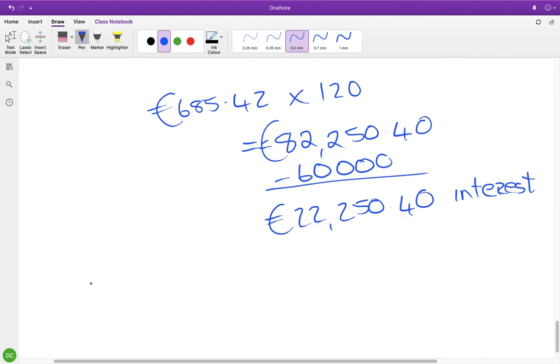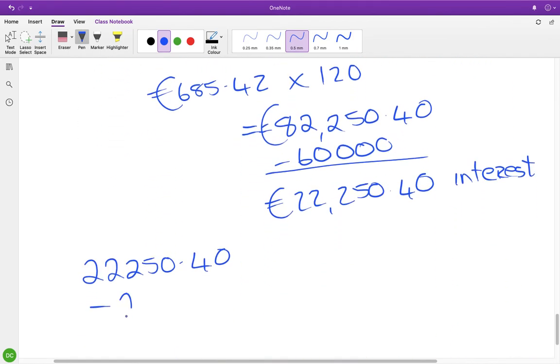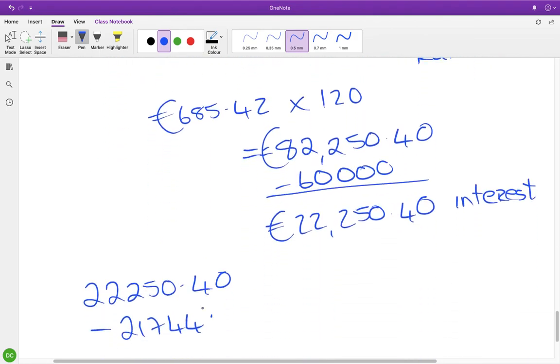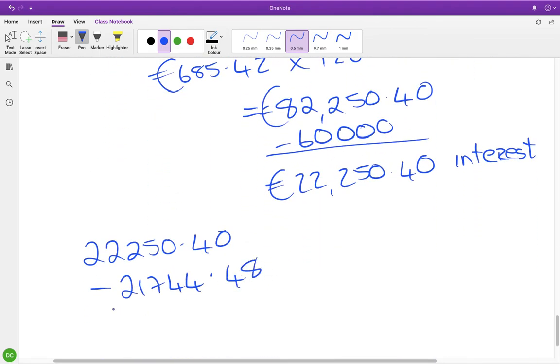So I minus them. €22,250.40 minus €21,744.48. And when you minus them, it comes out to be €505.92. So if you advise her to stay up to date and pay all her payments, and as a result can avail of that lower interest rate, then she'll save herself just over €500. Okay, hope that all makes sense.